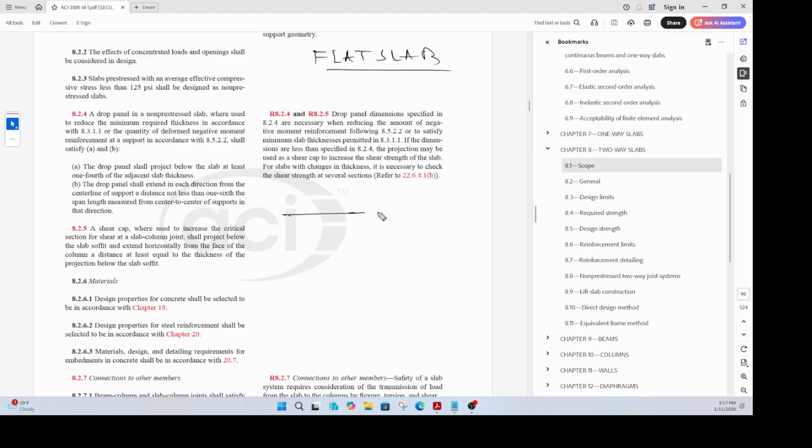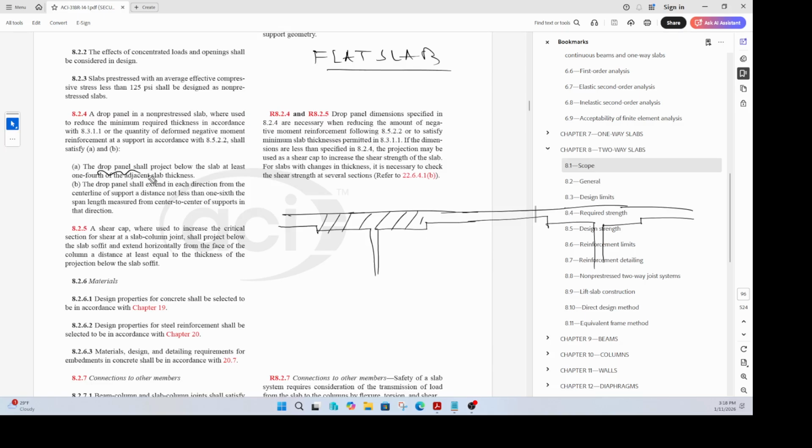For example, let's draw this flat plate, and there is a drop panel like that, and here is your column. There's a drop panel like that. The next drop panel can start from here, here is your next column, and that's the drop panel. So this is called a flat slab, and this portion here is called the drop panel.